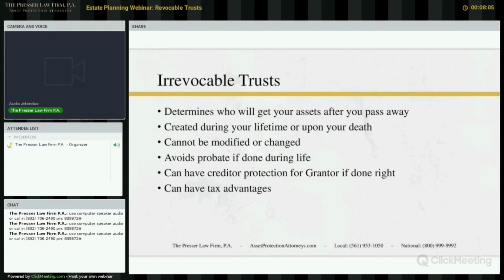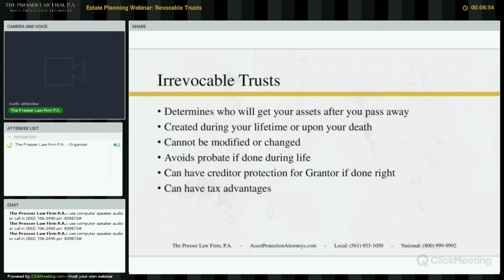And most importantly, if set up correctly, the irrevocable trust can be creditor protection for all the beneficiaries as well as the grantor. And what I mean by that is that if a grantor sets up an irrevocable trust, transfers assets into the trust, does not retain any beneficial interest and probably not any control, although that's a debatable issue, then if a creditor comes looking and sees that the grantor has set up this irrevocable trust, generally the creditor cannot get at the assets of that trust.